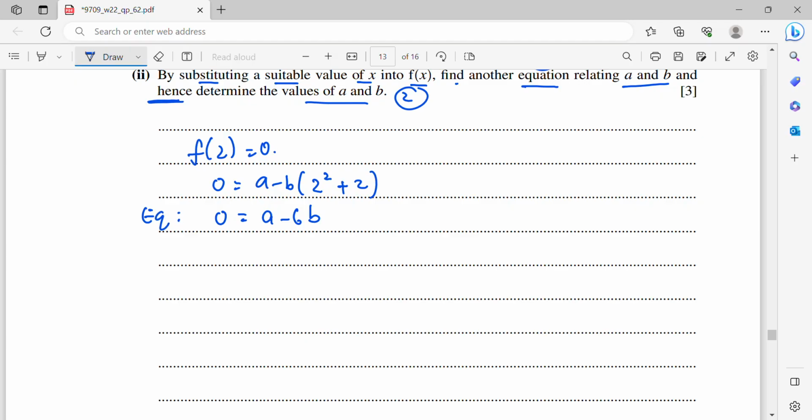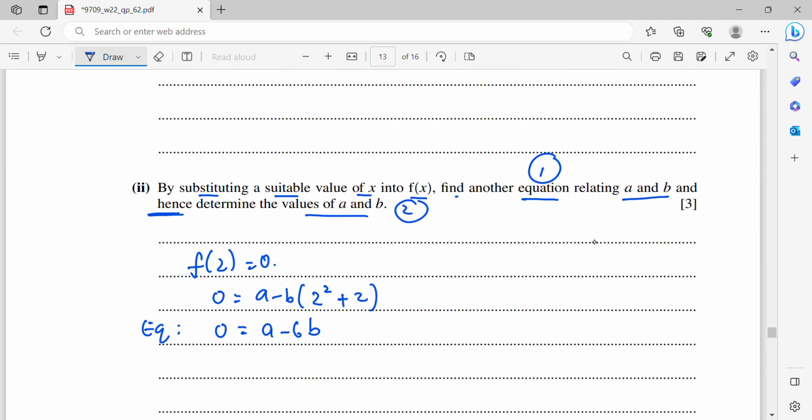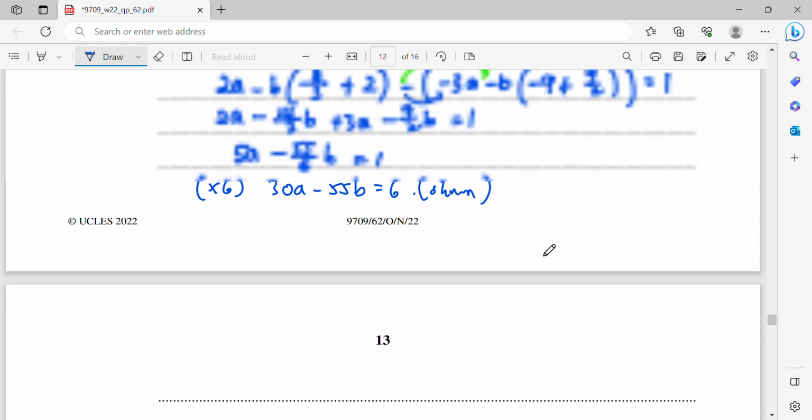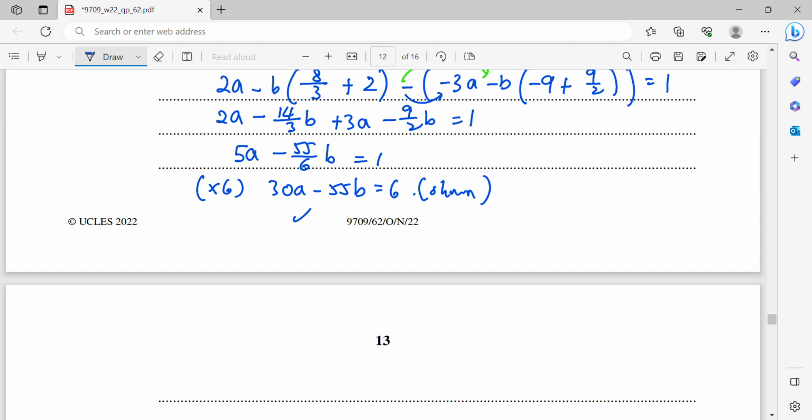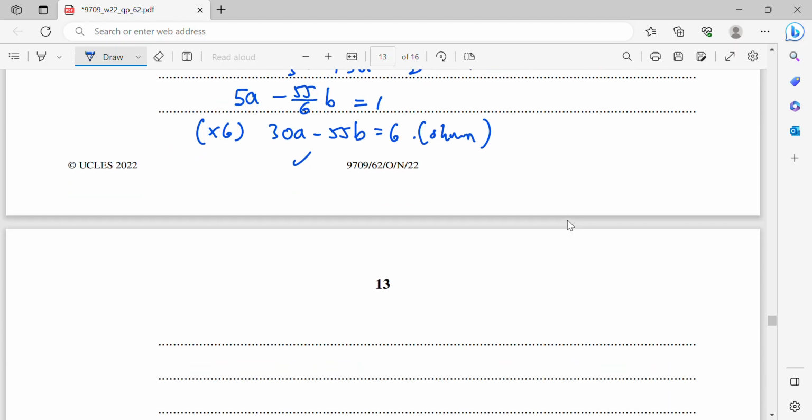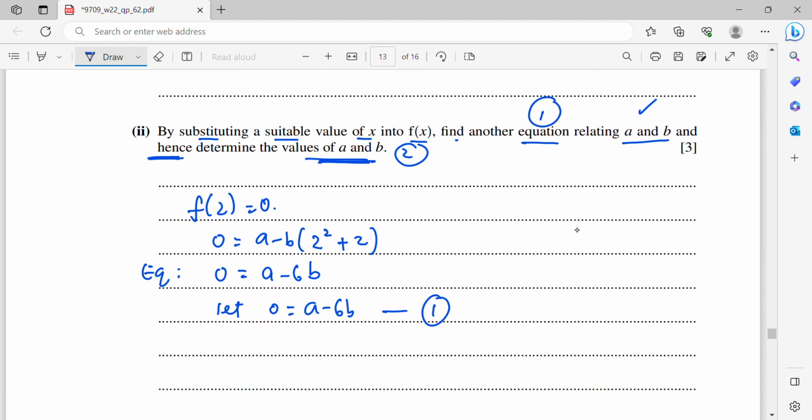Alright, so now, done the first part. Then hence determine the values of a and b. So I will let 0 equals to a minus 6b be the first equation. Now my second equation is going to be the previous one, this 30a minus 55b equals to 6. It will be my second equation. So 30a minus 55b equals to 6.